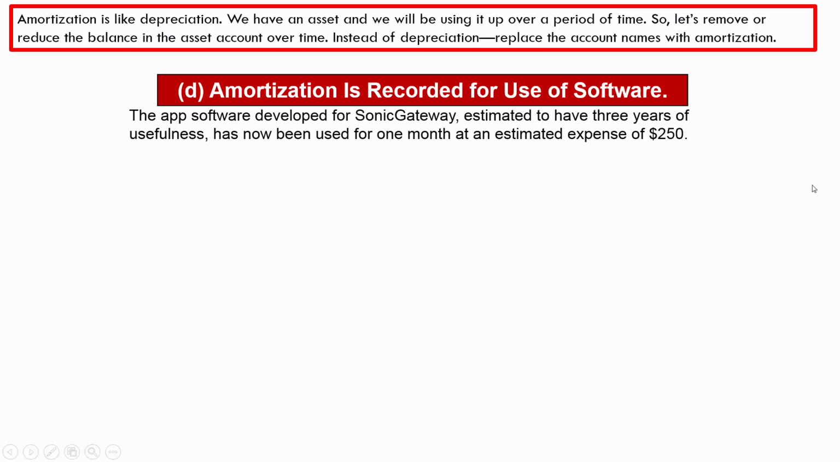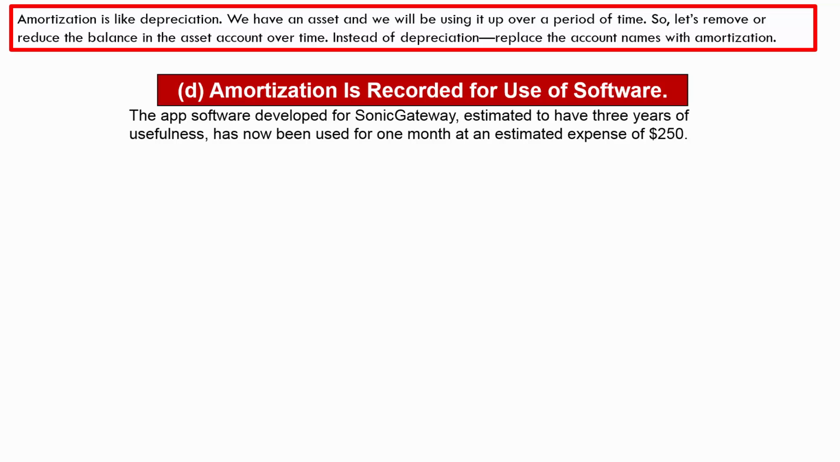Now, let us say SonicGate here purchased software. It's reasonable to assume that this software is not going to last forever, and therefore at the end of a time period the software should probably have a zero balance in that account. So it's an asset account, which should have a zero balance at the end of a time period. In this case, they think it will last 3 years.